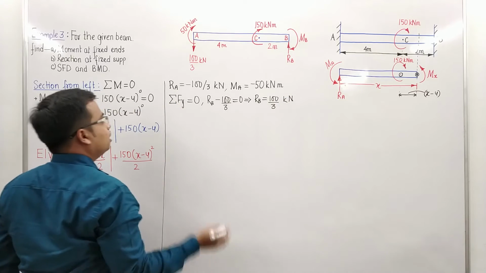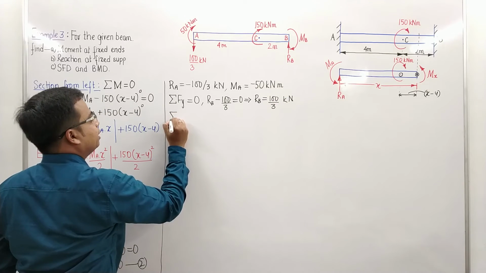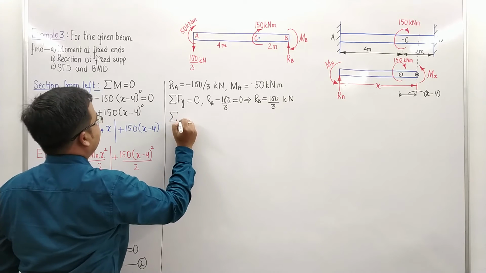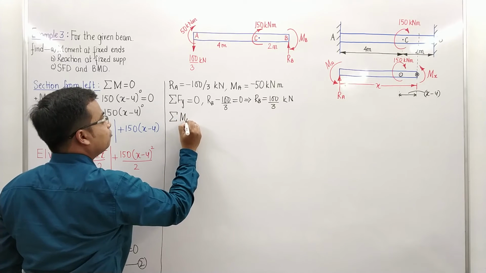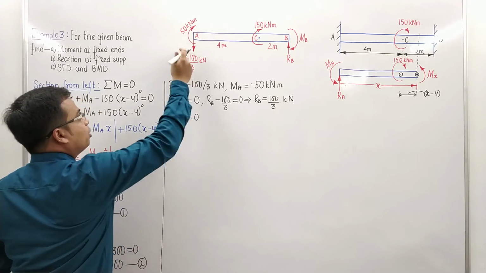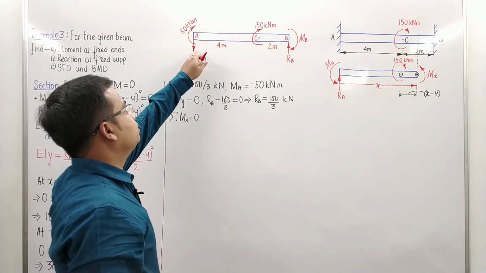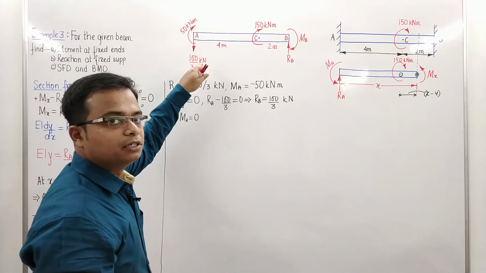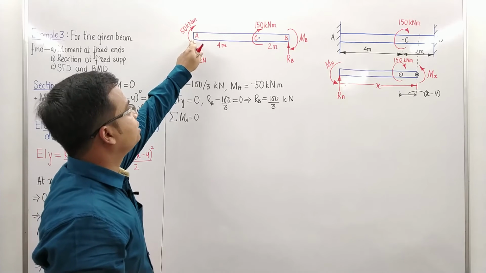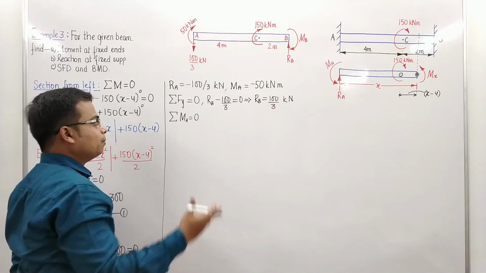So that's done. Now let's take the moment about a specific point. Which point? You can take any point. I'll be smart enough to use this point A, because when you take the moment about point A, this force does not come into the picture. Since it is passing through point A itself, its moment is going to become 0.